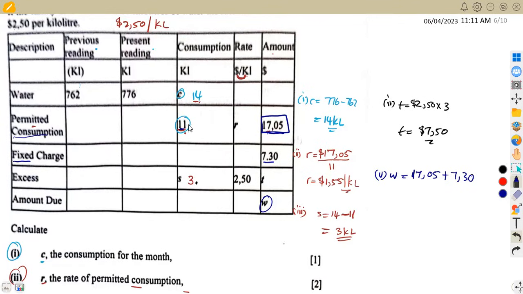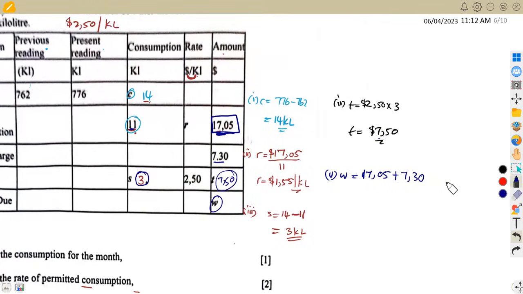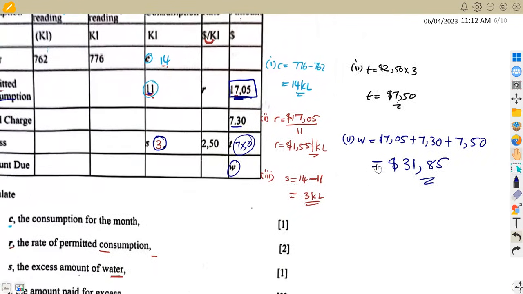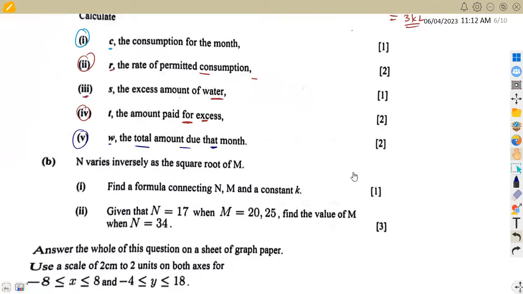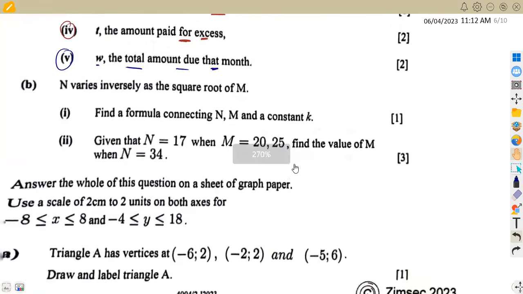Then out of the 11 kiloliters they were supposed to use, they exceeded by 3 kiloliters, which gave us the amount T, which was $7.50. So we're going to add the $7.50, the excess amount. This is going to give us the value of W, which is $31.85. That is how we obtain the amount W, which is the total amount for that month, which was due.